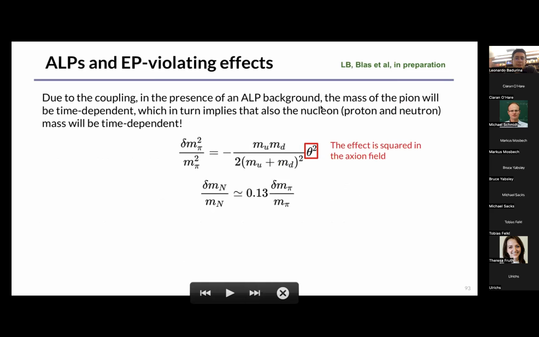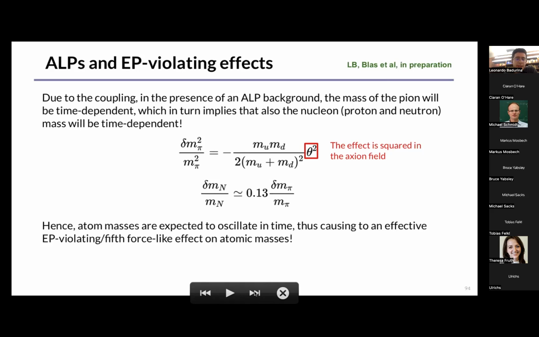So this is very interesting because this implies that in the presence of an ALP background, the mass of the pion will be time dependent, which in turn implies that the mass of the nucleon will also be time dependent. And indeed, the effect on nucleons will depend on the variational shift of the pion mass. And what this implies is that atomic masses are also expected to oscillate in time. And therefore, the effect that we would expect is that of something like an effective equivalence principle violating phenomenon, or if you will, a fifth force like effect acting on atoms.